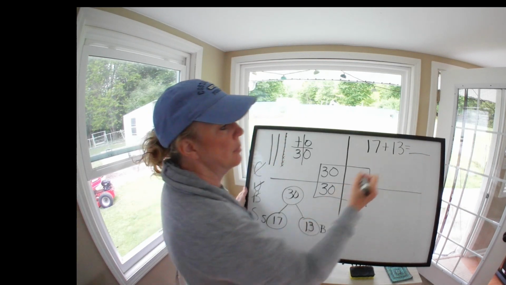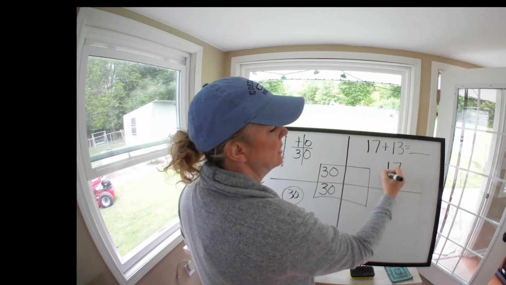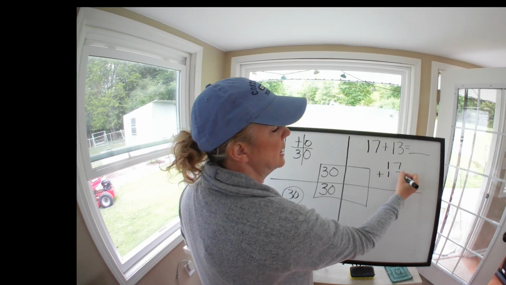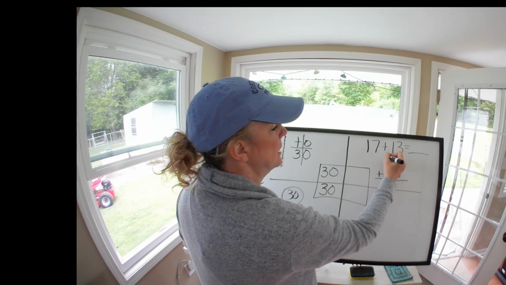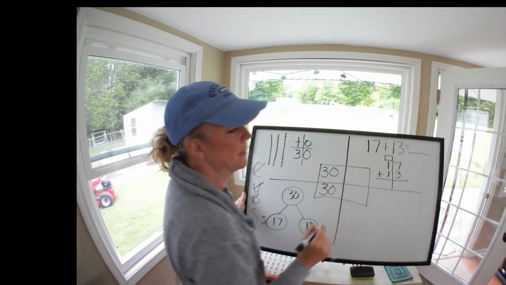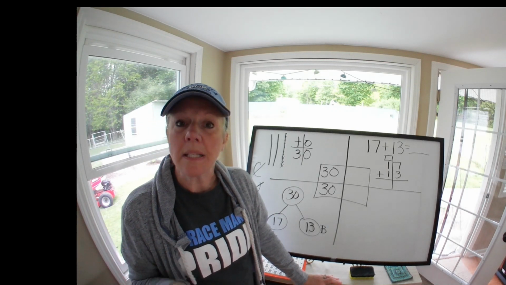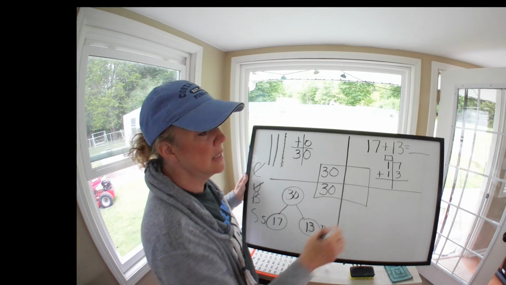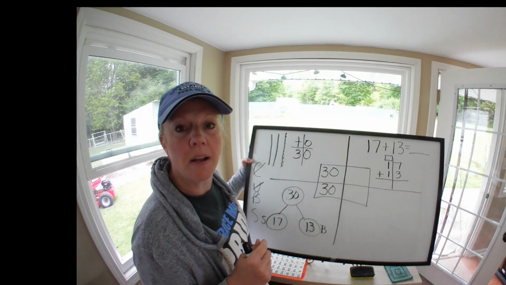So now, what I'm going to do is I'm going to rewrite my problem. I'm going to have my 17 plus my 13. Make sure you're doing this with me. Draw your line down the middle. Put your box up here. Okay? Now, you just told me 7 plus 3 is 10. So if 7 plus 3 is 10, I can't write 10 down here. The highest number I can write down there is 9.